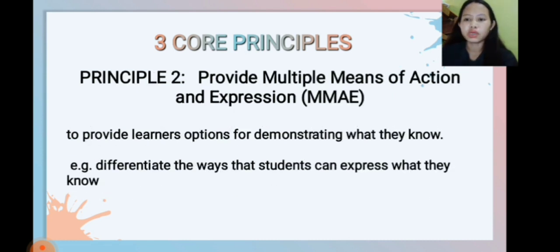For principle number 2, it provides multiple means of action and expression. Meaning it is about the action and the expression of the learner. It refers to how the learner expresses what they have learned, and it includes the written task, video task, presentation task. The example is to differentiate the ways that students can express what they know.